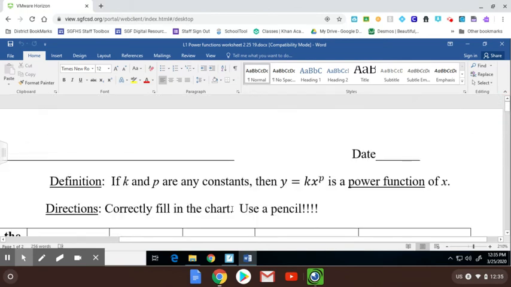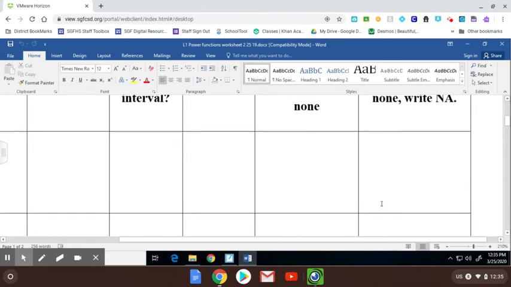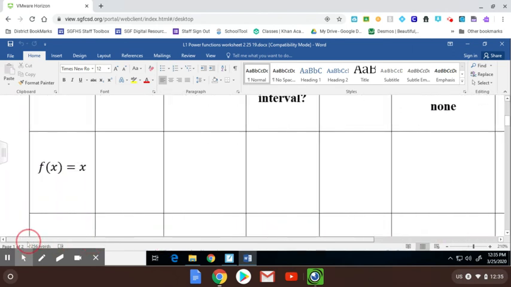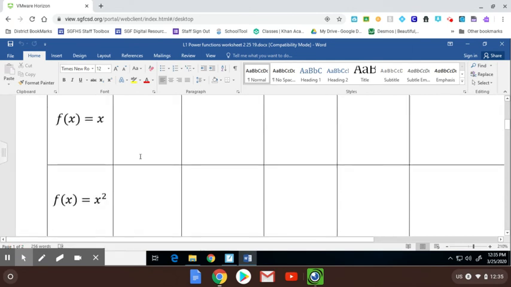correctly fill in the chart and use a pencil. They don't say that you can't use your graphing calculator or Desmos. So please do that if you have zero clue of what you're doing.